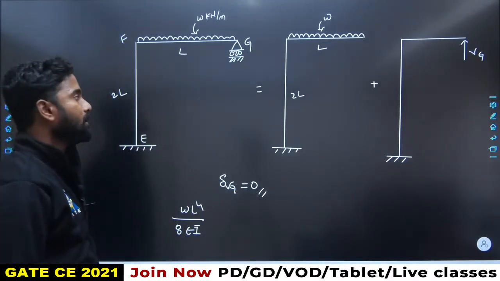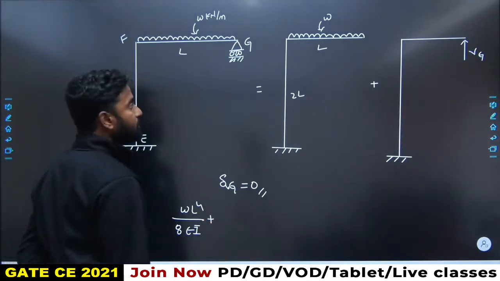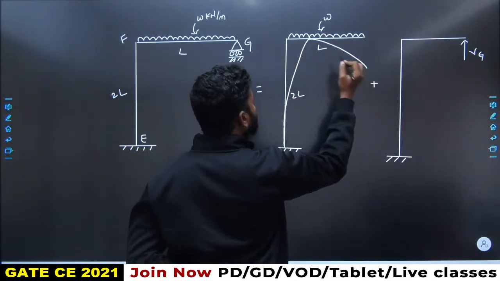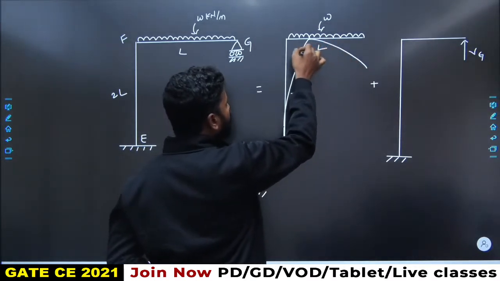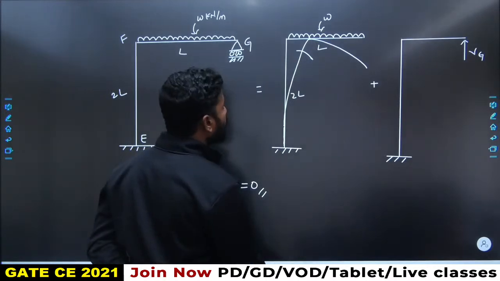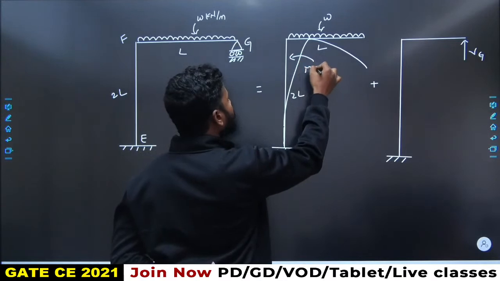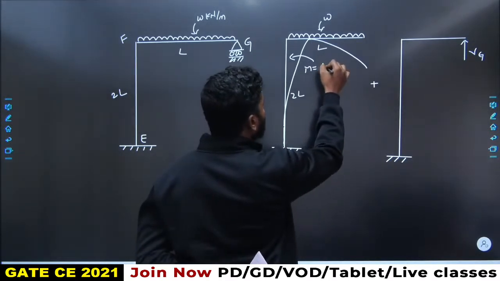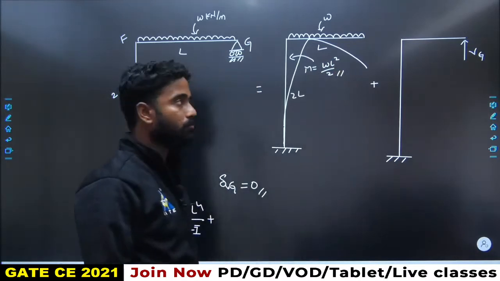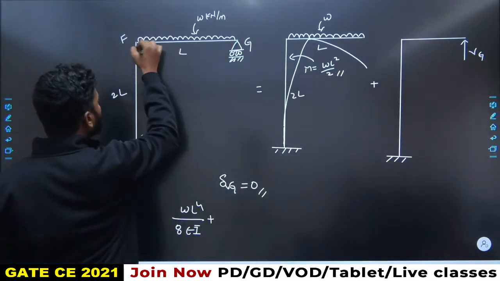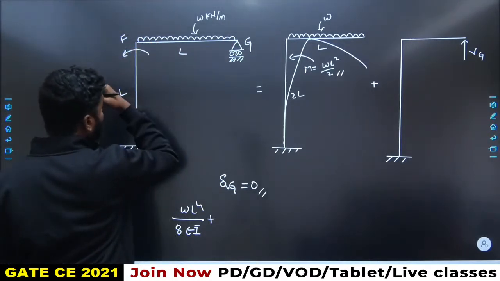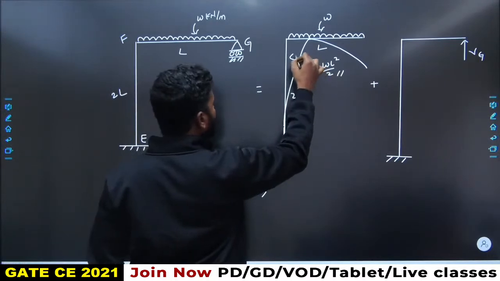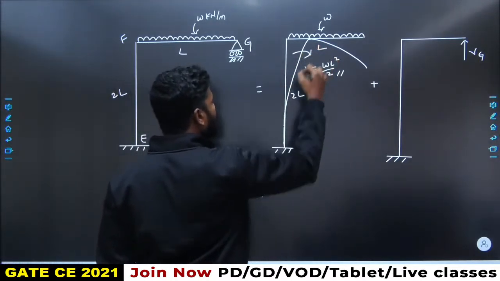W L power 4 upon 8 EI, that is one thing, which is because of the load. And here there will be a moment. The moment is equal to W into L by 2, so W L square by 2 moment is present over here. Because of this load, moment at F is W into L by 2. This will be a clockwise moment of W L square by 2.